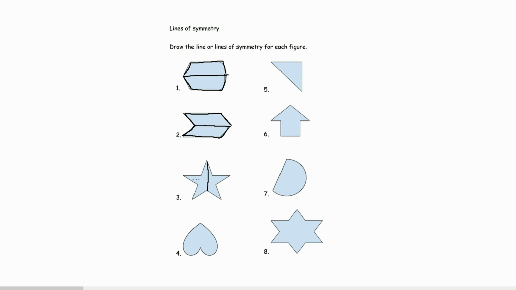Number three, we could draw a line straight down the middle, and that side and this side would be the same, and we could draw a line like that, and that side would be the same. We could also draw a line like that, and this side and the lower half would be the same. And we could also draw a line from here to there, and upper half and lower half, and lastly a line like that, and upper half and lower half would have the same shape.